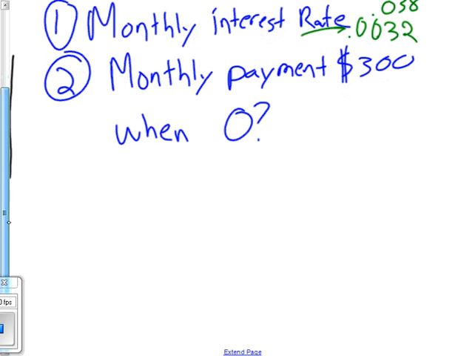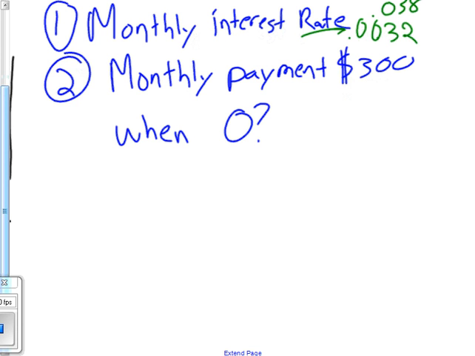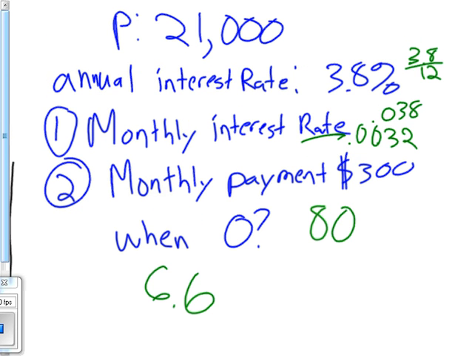Perfect. And then Aubrey, you had mentioned when is this payment down to zero? When have you paid off this loan? 80 months. So how long would 80 months be? 6.6 years. That sounds right to me. And that's 3.8% on $21,000. So when you're looking at colleges and they're saying it's $21,000 a year, and so now it's 4 years, this is where loans start to get interesting when you start to think about some of these things.